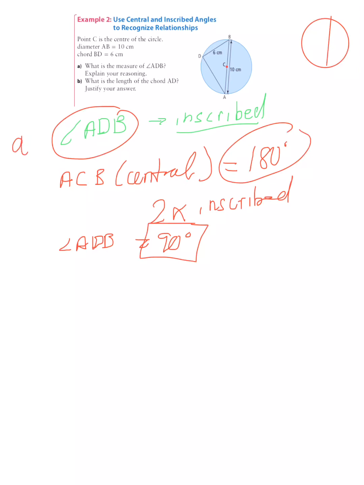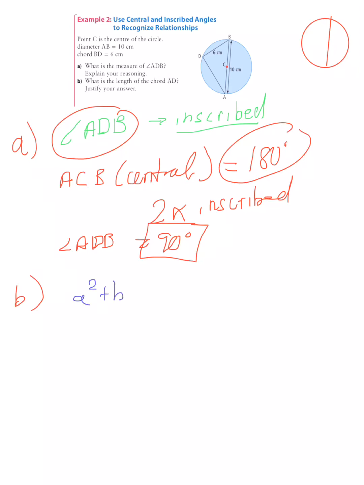Okay, so now that we know it's 90, we've officially answered part A. Now part B says, what is the length of the chord AD? So we're trying to find the length of this chord here. Justify your answer. So now this is no longer a circle problem, this is a Pythagorean theorem problem. Which means that because this angle here is 90, we can use Pythagorean to solve for that missing side. So let's do that. Just clean up this circle here for a second. So remembering what Pythagorean is, switch colors here.